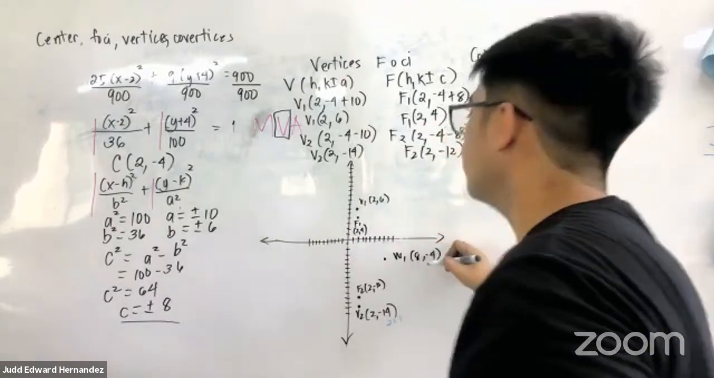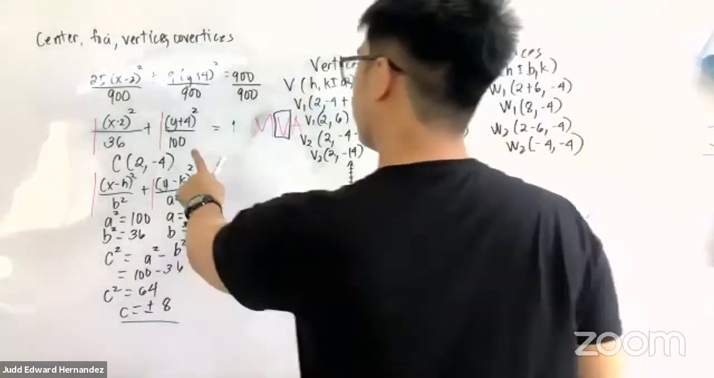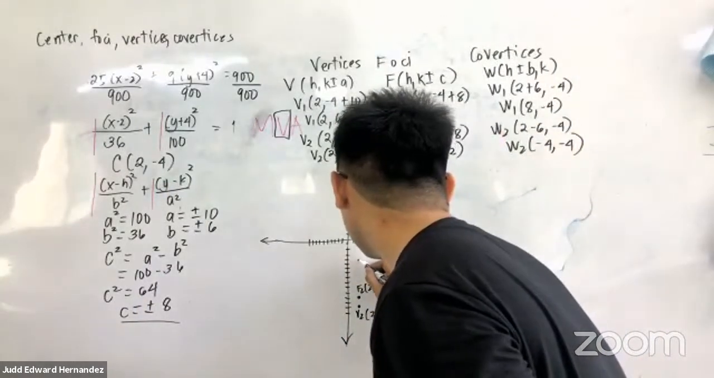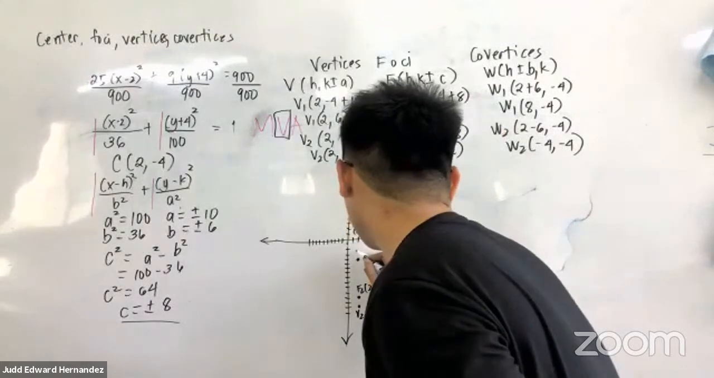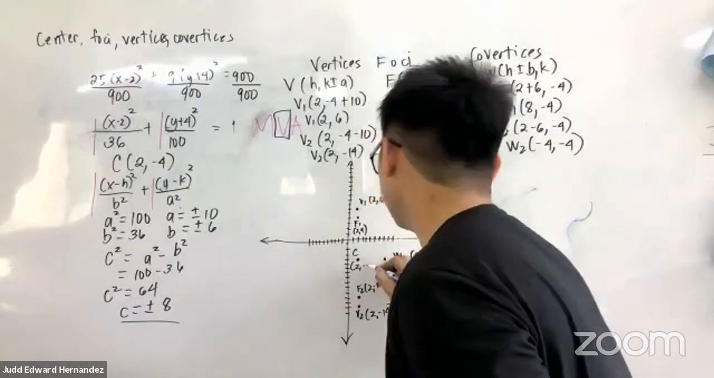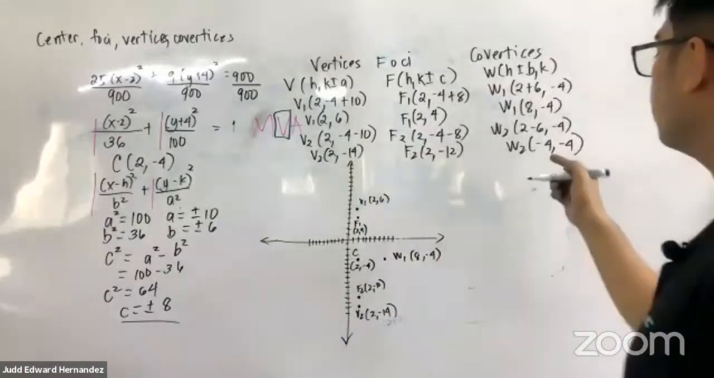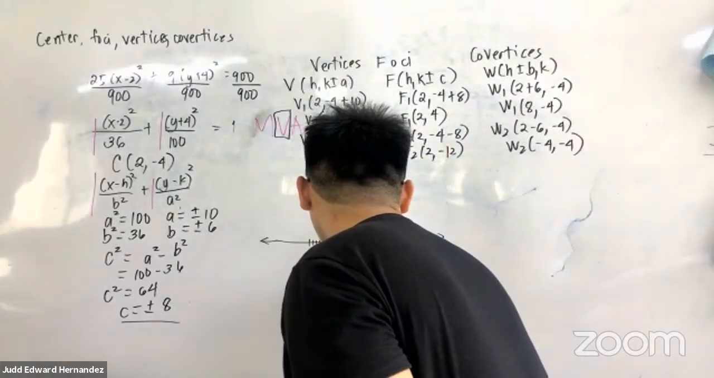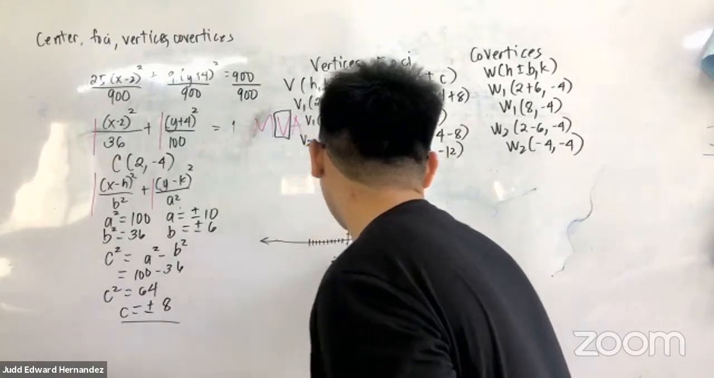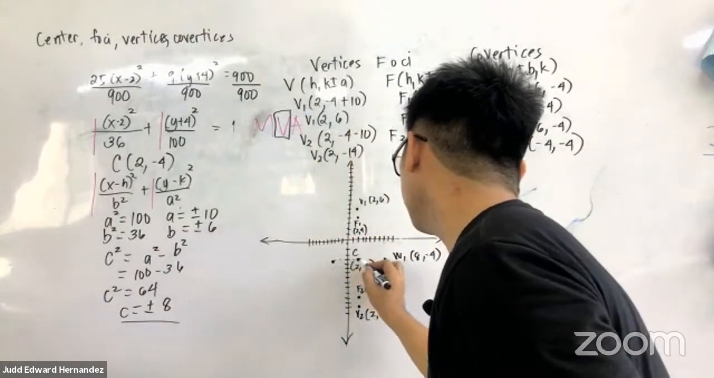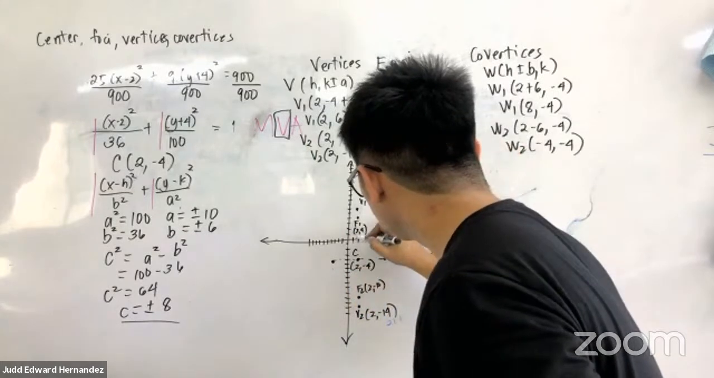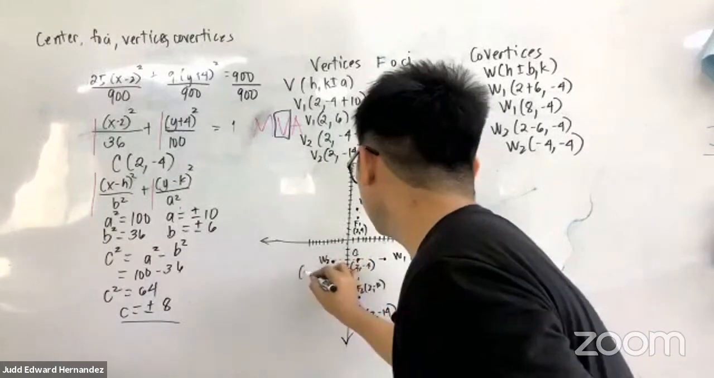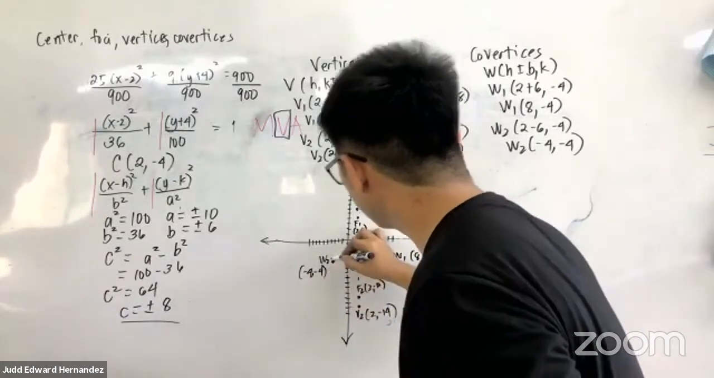Dapat pala ang una nating graph is the center, located at 2, negative 4. So, this is the center. Sorry. So, dapat una natin palaging i-graph is the center. And W2 is negative 4, negative 4. Okay. So, ito na yung ellipse natin.